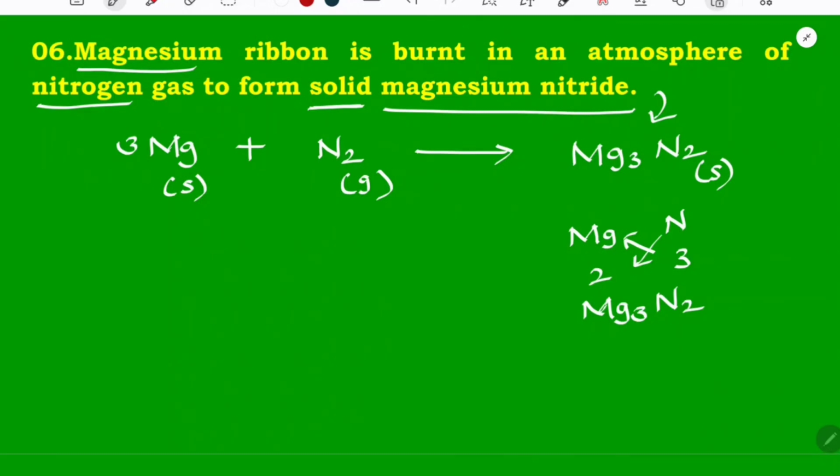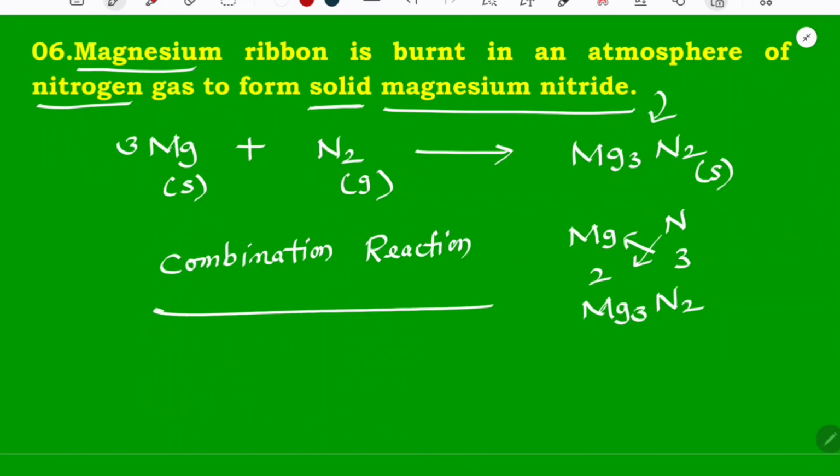So what type of reaction is this one? 2 or more reactants, no? So automatically we can say this is a combination reaction. Combination reaction. So okay, clear? So next one.